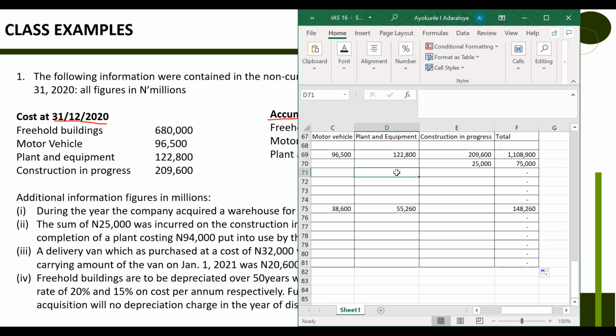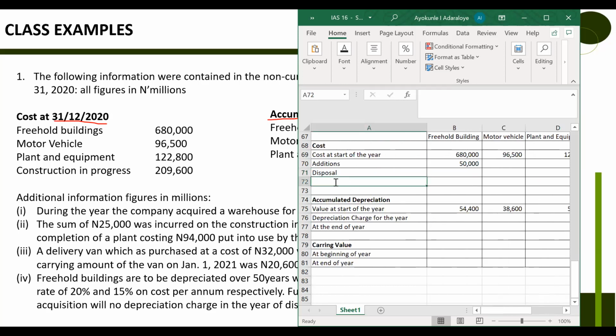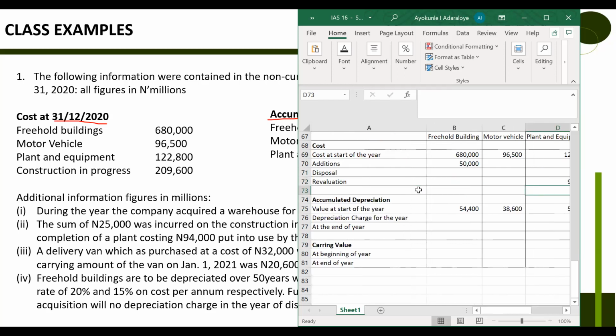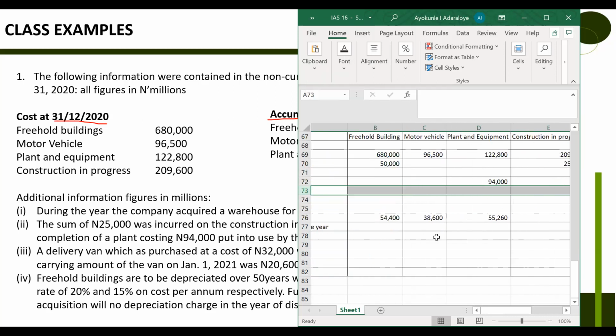We will remove the value from what? From construction in progress. So you have another line here where you will just call it, maybe, revaluation. Do you understand? You will move that, how much is it? 94,000. Under plant, you put it under plant, 94,000. Are you with me? Are you still with me?